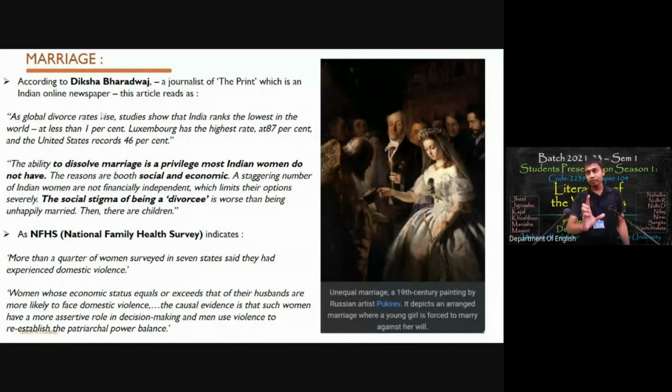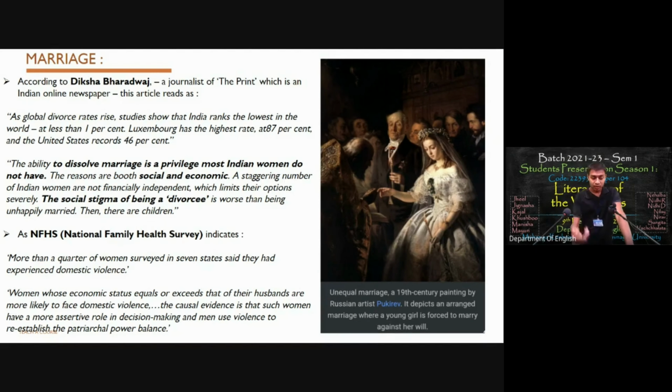Now here I have shown the contradiction: there was a study of which nations have more divorces, and India comes very low. I have written that Diksha Bharadwaj describes that as global divorce rates rise, studies show that India ranks the lowest in the world, that India is at the lowest part, that there are almost no divorces. In 13 marriages, there is only one divorce in the whole of our country.